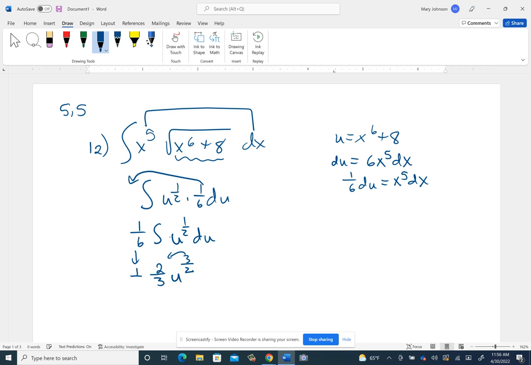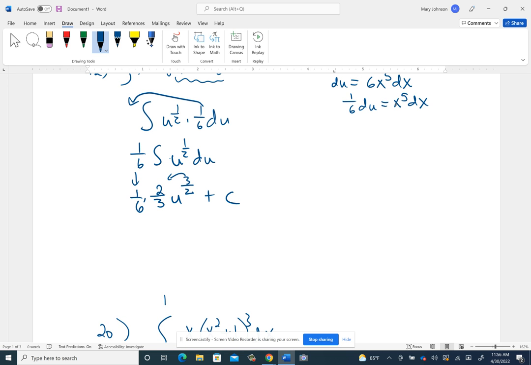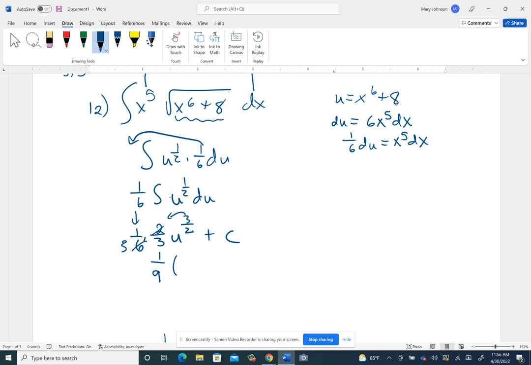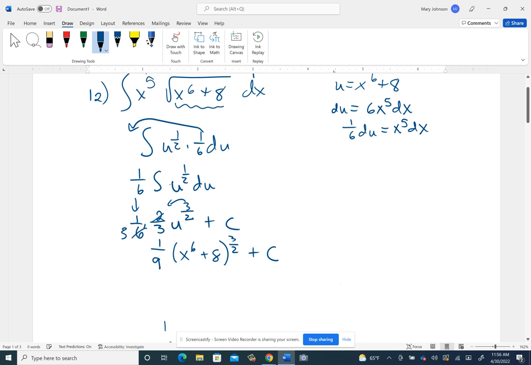Don't forget about the 1/6 that was already there. And don't forget about the plus c. Okay. Then you simplify. So 2 would go into 6 3 times. I'd actually have 1/9. u was actually equal to x to the 6th plus 8. So you've got to put that back in, and that's to the 3/2 power. Okay. So I would get the 1/9 x to the 6 plus 8 all raised to the 3/2 power.